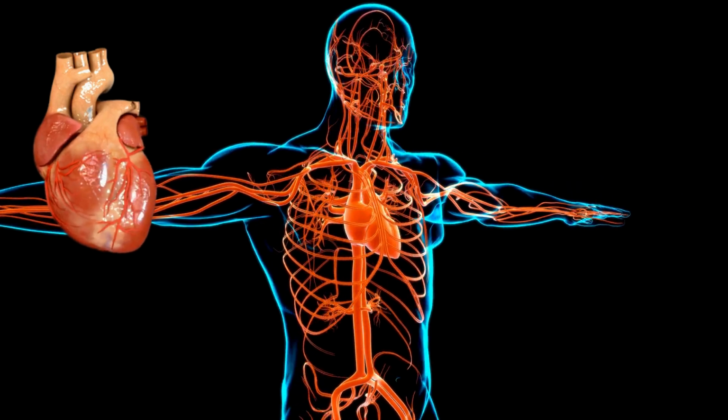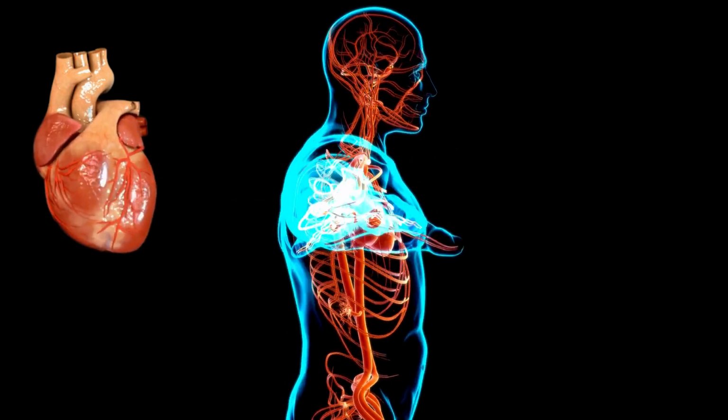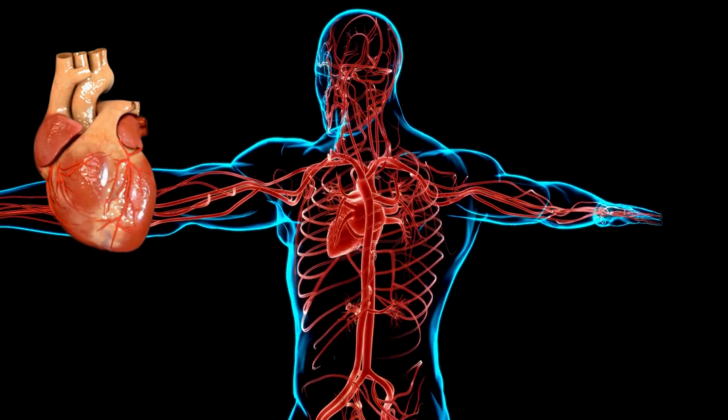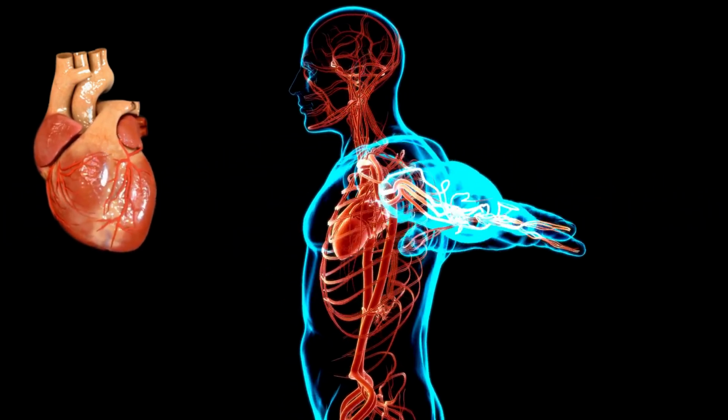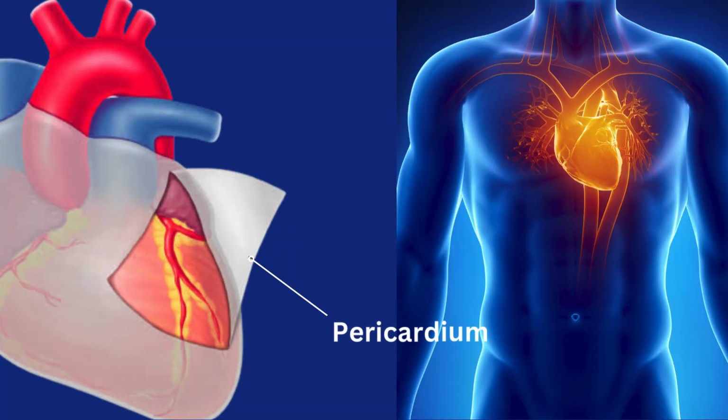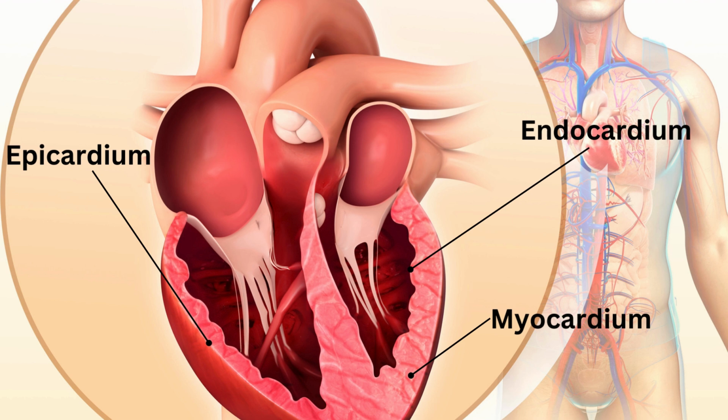The human heart is a muscular organ located slightly to the left of the chest, about the size of a fist. It is enclosed in a protective sac called the pericardium. The pericardium not only protects the heart, but also keeps it in place and prevents it from overexpanding when blood volume increases. The heart wall is composed of three layers: the epicardium, the myocardium, and the endocardium.